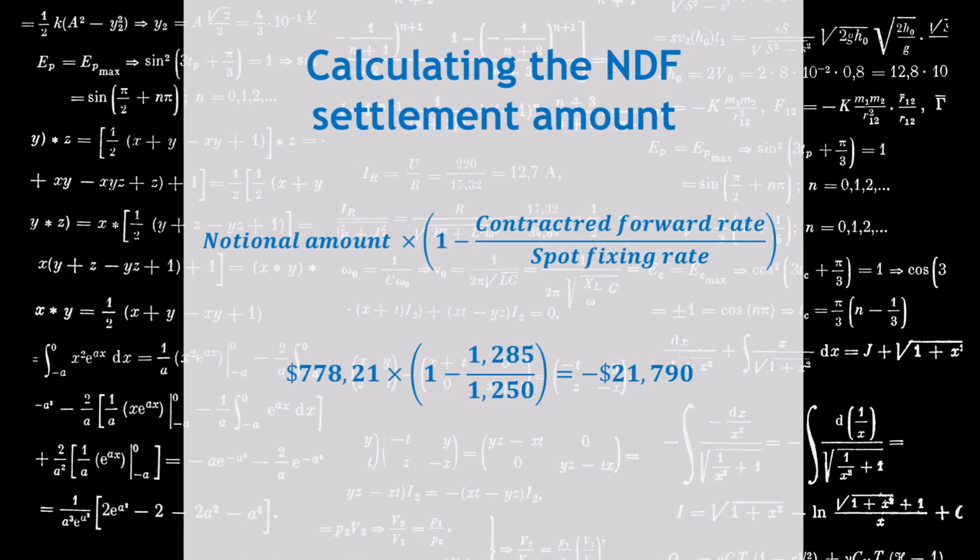As before, we use the formula to illustrate how the NDF is settled. We take the 778,210 and we multiply it by 1 minus the pre-agreed forward rate divided by the spot rate at maturity. Here we're going to see a negative amount of 21,790. So as an aside, we can see from the formula that if the spot rate evolves to equal the contracted forward rate, there would be no settlement at maturity.